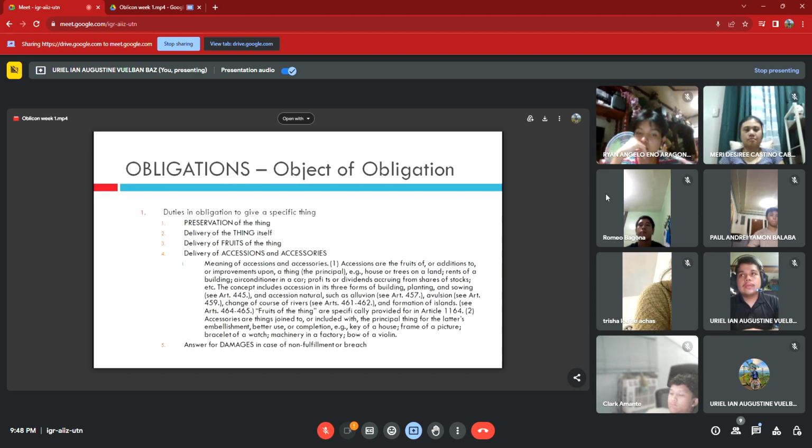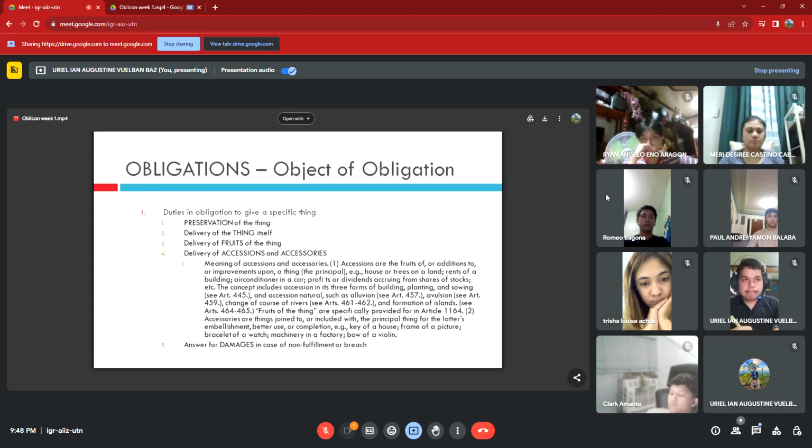Fourth is the delivery of accessions and accessories. Now, accessions are the fruits of, or additions to, or improvements upon the thing. Example, if the thing there is land, any improvements such as a house or trees on the land are considered accessions. And when the obligor debtor has an obligation to deliver land, there is an obligation to deliver accessions, which is the house or trees that are growing on that land.